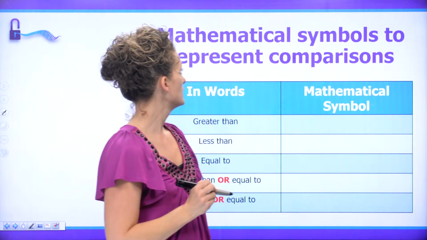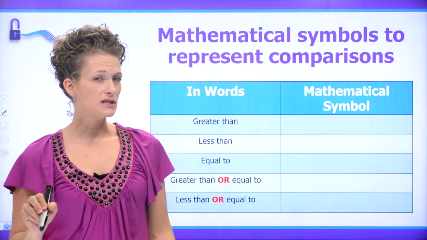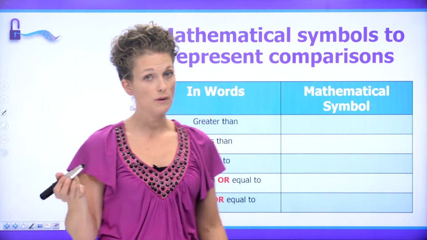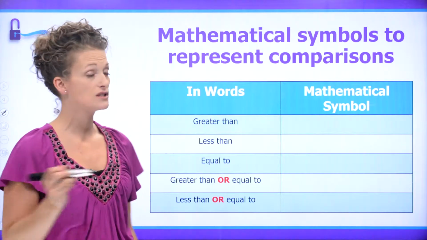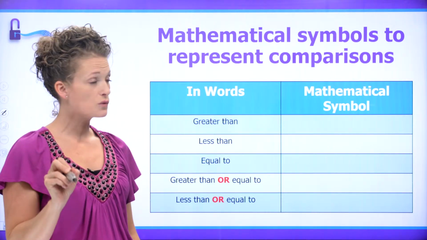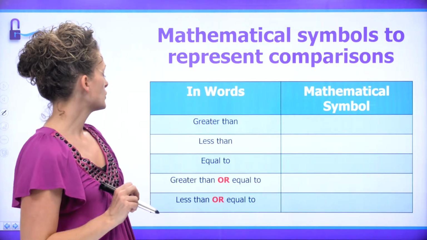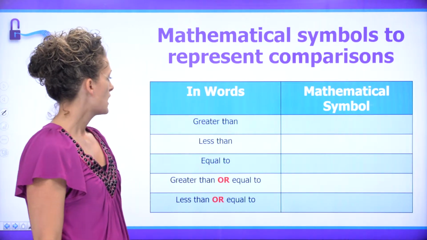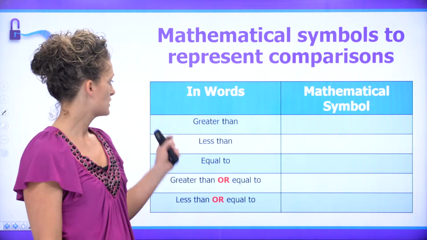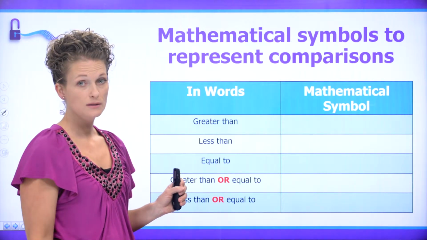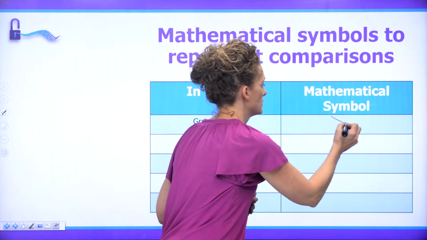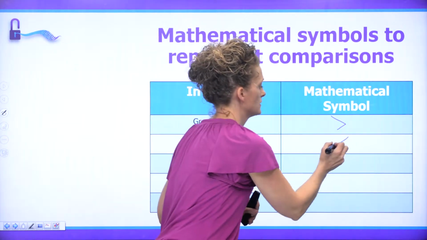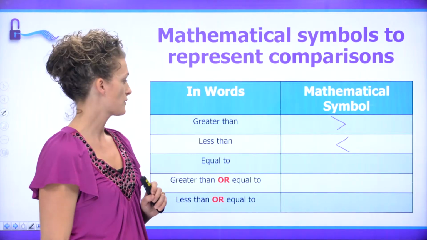Okay, so there's mathematical symbols that we use that indicate comparisons and represent. We're going to use them actually a lot, so it's important that we really know this list quite well. So here are the words, and you've probably actually heard them before. The greater than in words, the mathematical symbol, that's the greater than. Less than is simply flip the other way.